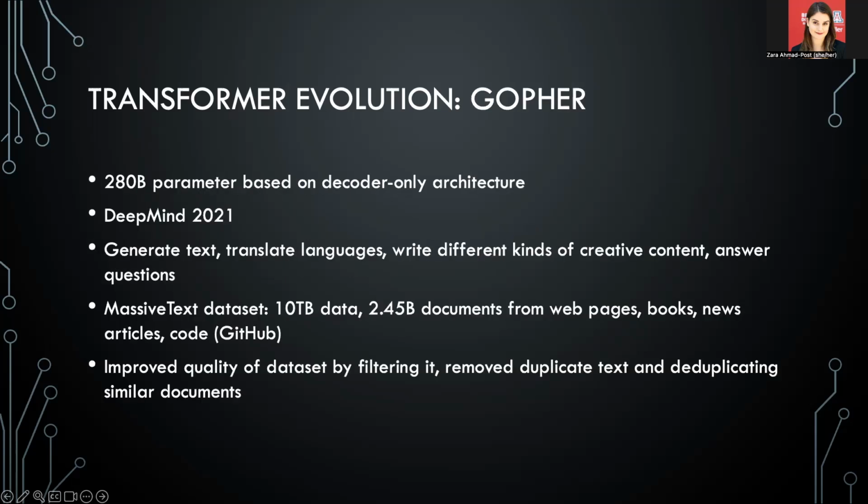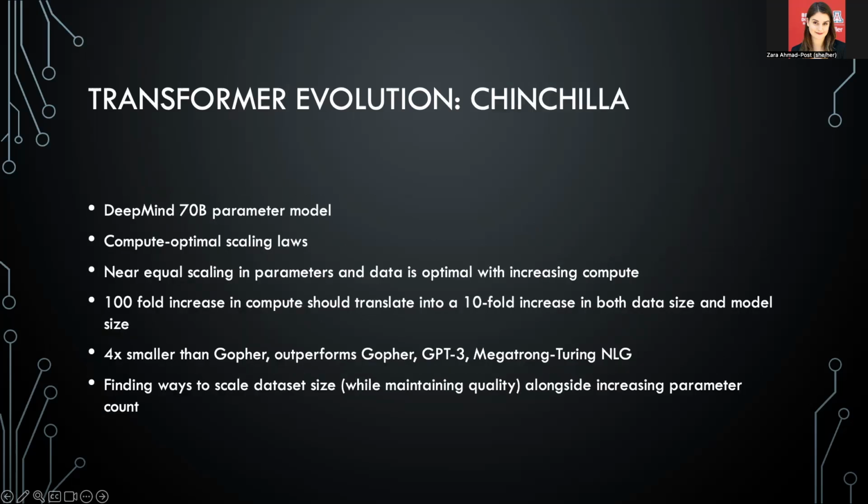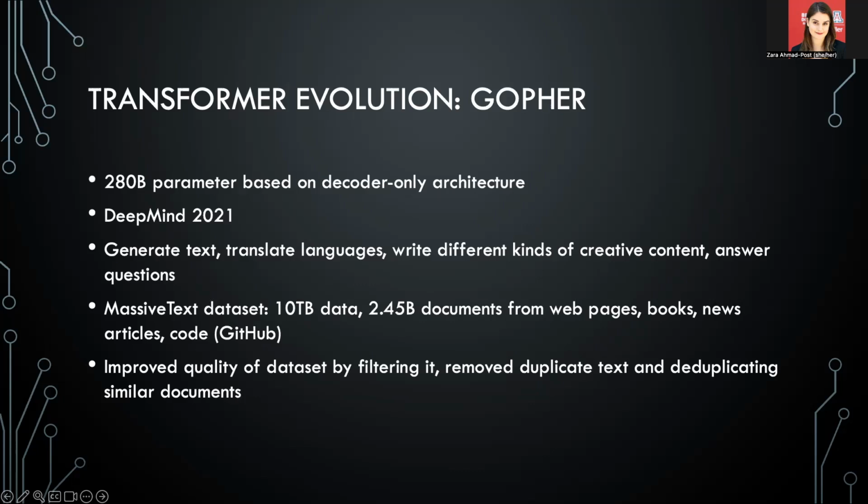There's Gopher. Gopher has 280 billion parameters, and that's a decoder-only architecture. This was DeepMind's model from 2021. Again, text generation, language translation, all the usual suspects. It was trained on 10 terabytes of data, 2.45 billion documents. So that was a lot of things: web pages, books, news articles, code, right?